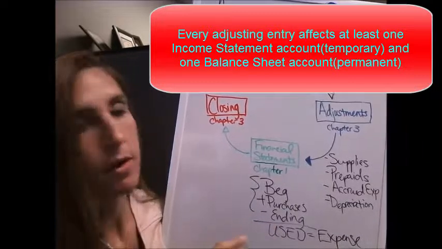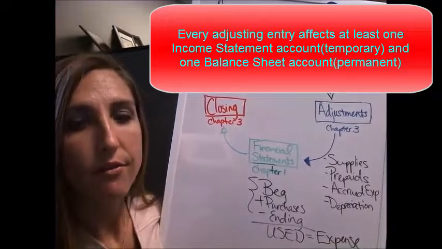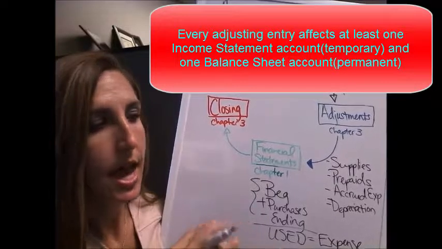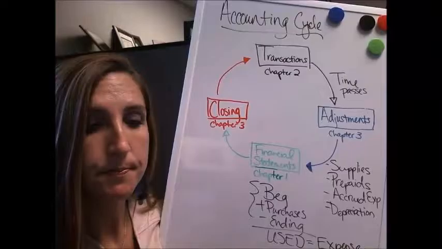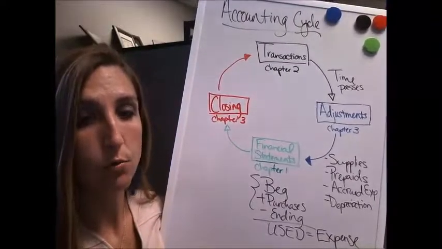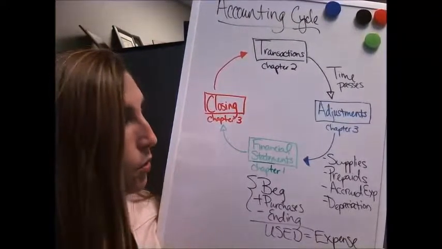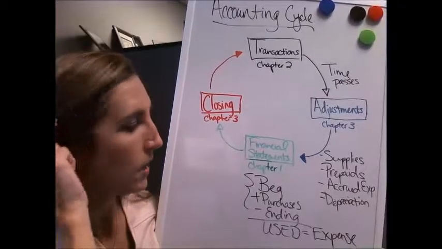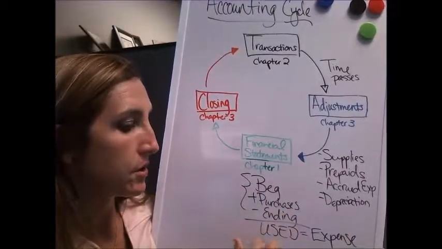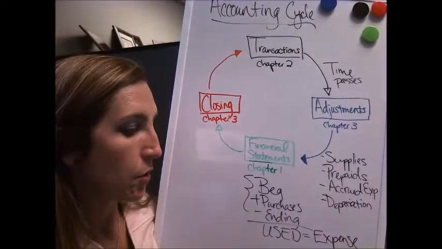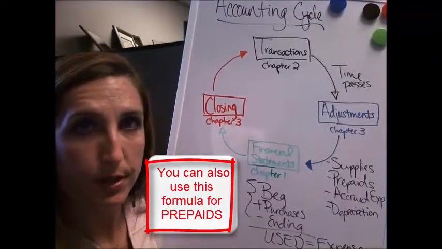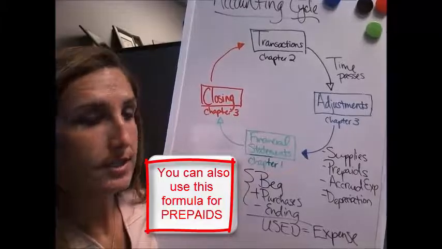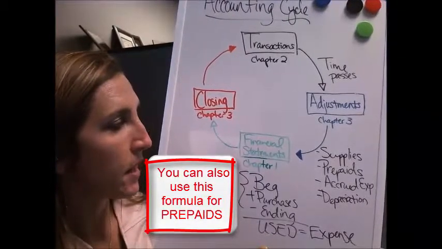the entry. So I'll say that again, it's really important. Every adjusting entry has to do with at least one income statement account, which is either a revenue or expense, and one balance sheet account, which is going to be either your liabilities or your assets. So when you're calculating your supplies, you're looking at what did we have and then what is now left over after some period of time. The difference is what must have gotten used.